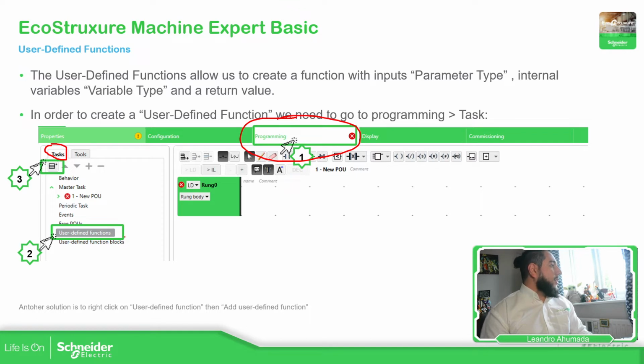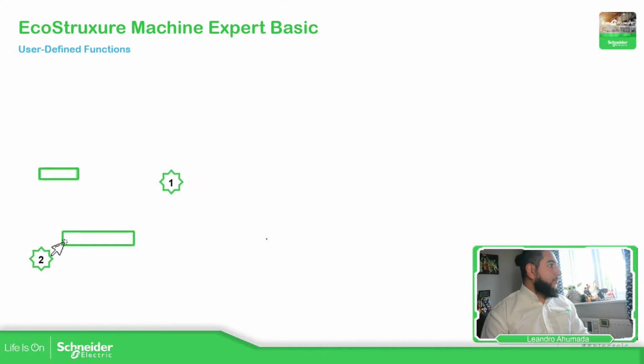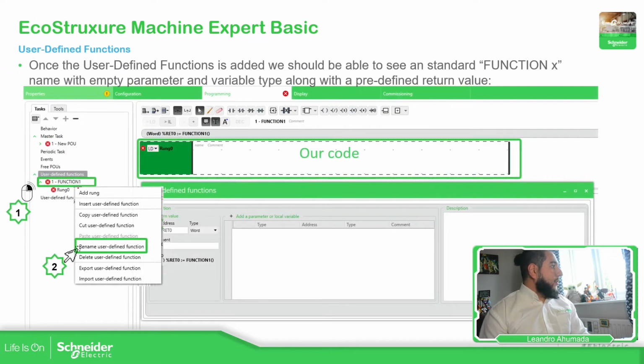So if you select the user-defined functions, you can click over here to add a new function, or you just right-click and then add the function that you want. Once you have it, make a right-click on the function created, and you should be able to rename the function, so you can easily see it in the code and identify the function that you want to use.